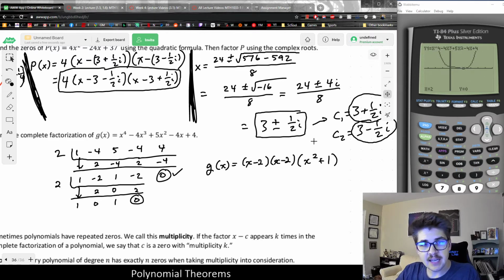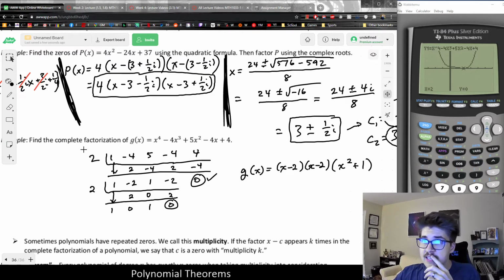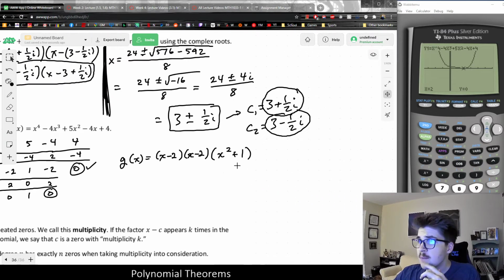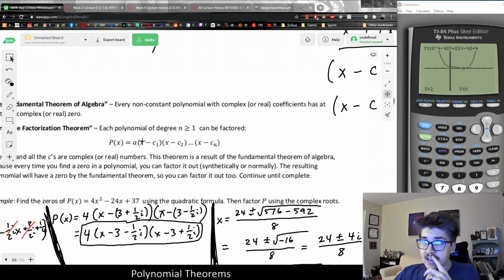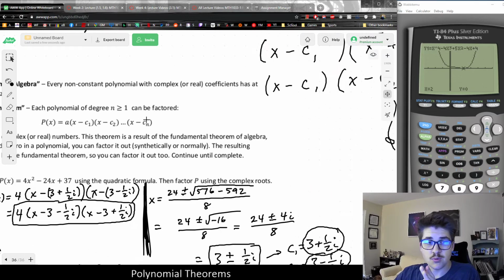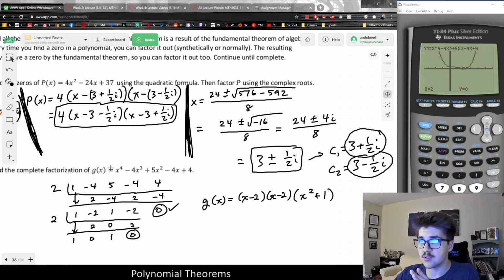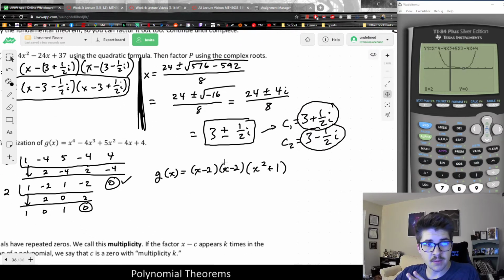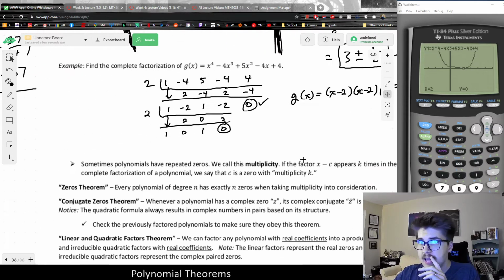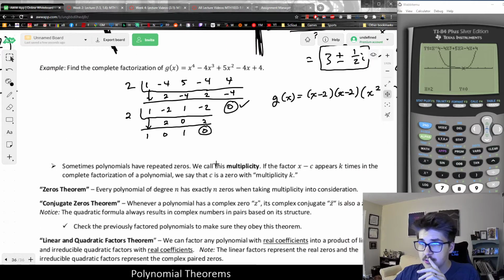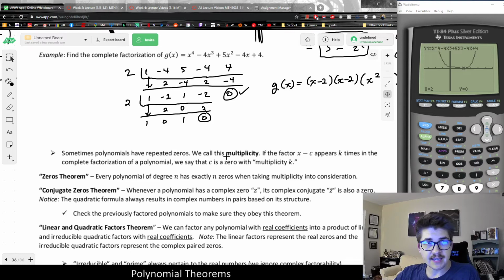But basically, if it says to find the complete factorization, I should not be satisfied with this result, because what the theorem says is that every polynomial can be completely factored into n individual roots. And since this polynomial was of degree 4, I should be able to find 4 of these things. And that's basically what the zeros theorem is saying, which is the next thing I wanted to cover.